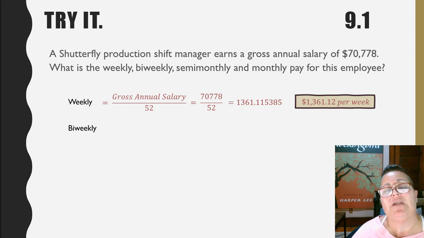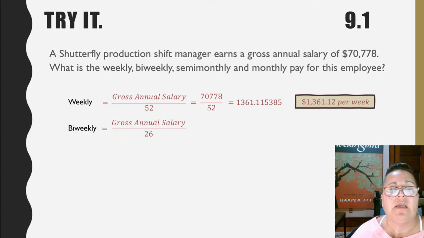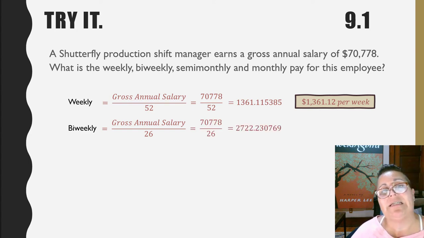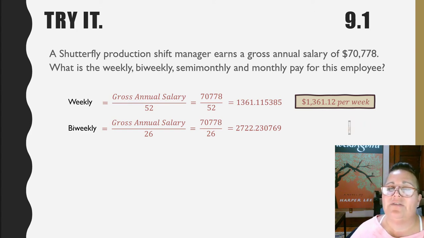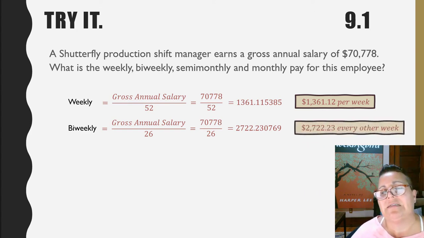Biweekly is the second option. This is every other week. It is not quite as simple as to multiply the weekly by 2. That can work, but it can also be off slightly. What we do instead is we take the gross annual salary and we divide it by 26, or $70,778 divided by 26, which gets us $2,622.23. Notice how that's not the 24 we might have assumed. It is slightly off because of the decimal pennies that would be hanging off the end there.